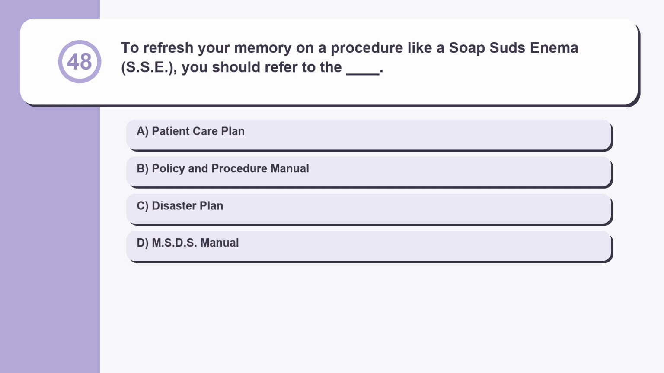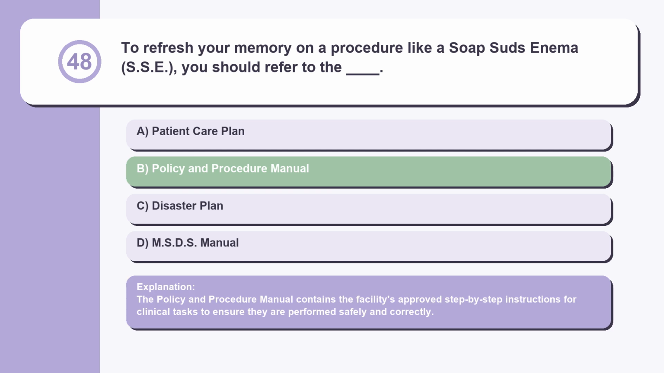Question 48. To refresh your memory on a procedure like a soap suds enema, SSE, you should refer to the Patient Care Plan, Policy and Procedure Manual, Disaster Plan, MSDS Manual. The Policy and Procedure Manual contains the facility's approved step-by-step instructions for clinical tasks to ensure they are performed safely and correctly.